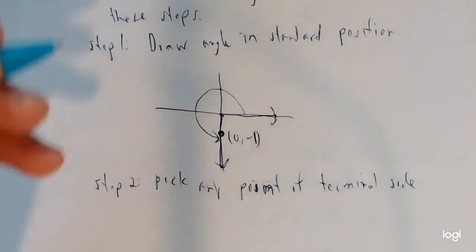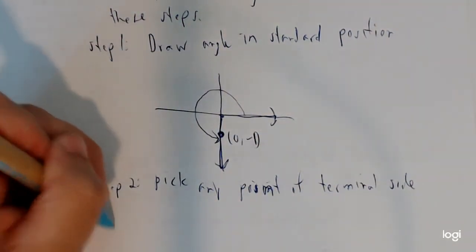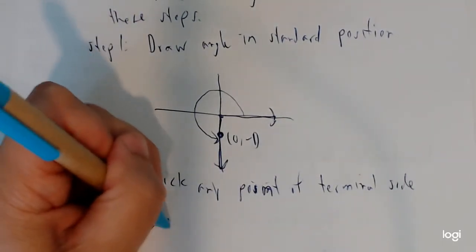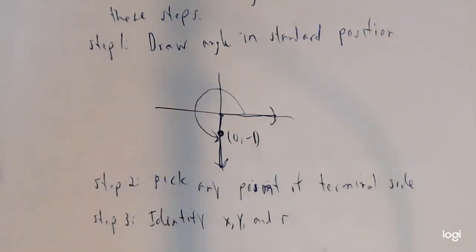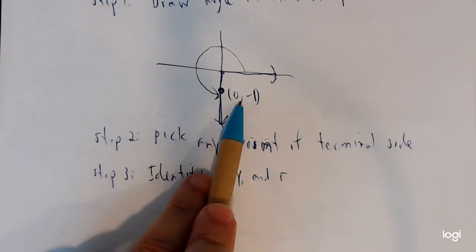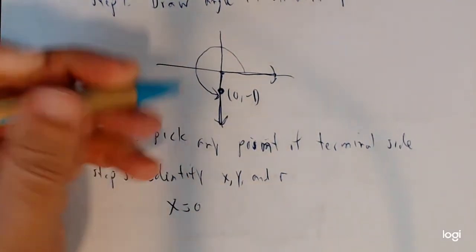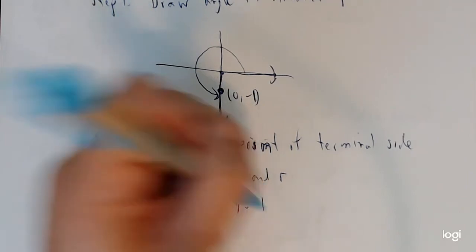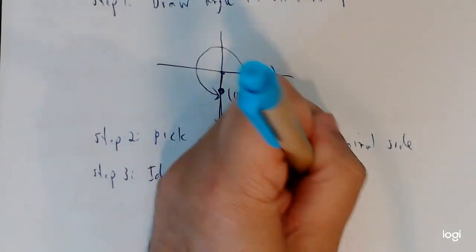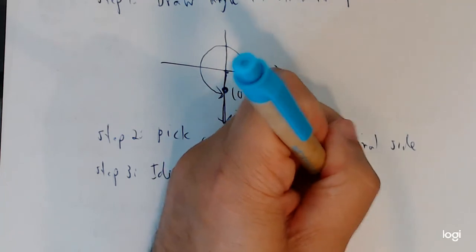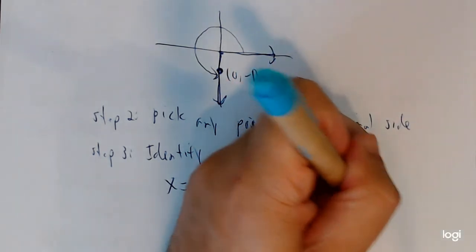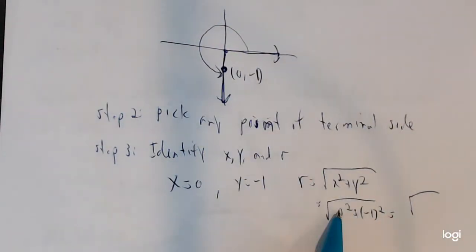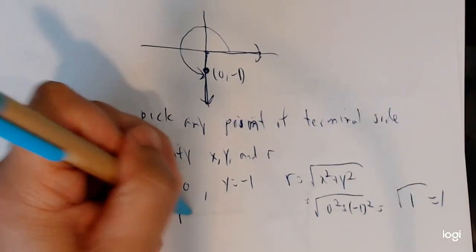Okay? So then step 3, identify x, y, and r. Here's what I know based on the point I've picked: x is 0, y is -1. What would r be? Well, r is just the square root of x squared plus y squared, which is the square root of 0 squared plus -1 squared, which ends up being the square root of 0 plus 1, which is 1, and the square root of 1 is always 1. So we just noticed that r is also 1.